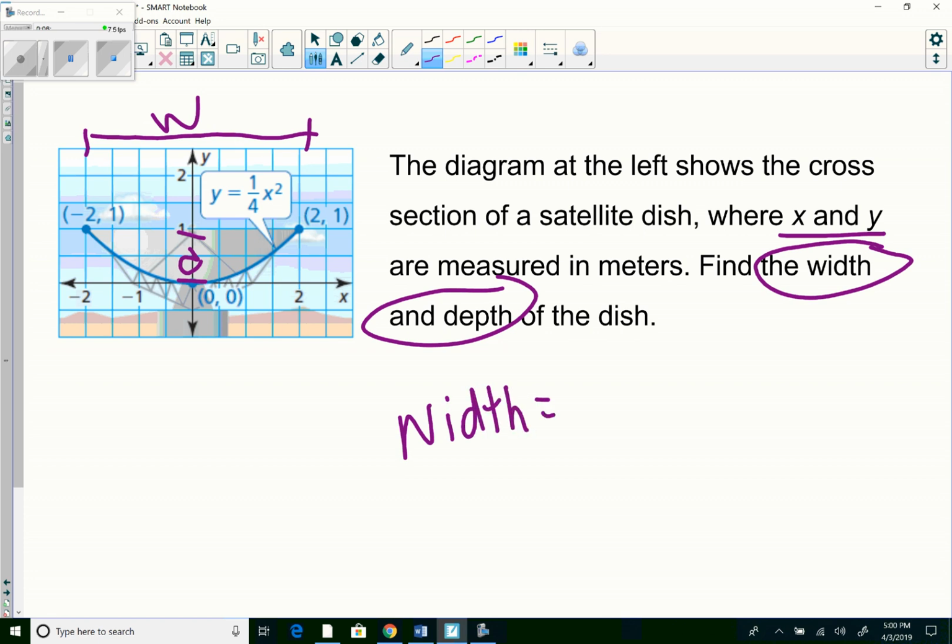Okay, so the first thing I'm going to look at is, well, you guys, we've got units, we've got two ordered pairs here that'll help us out. So when I try and get from this side of the satellite dish to this side of the satellite dish, basically, how many units long is it? So from -2 to 0, that's going to be 2 units. And then I'm going to do 2 more units. That's going to be a total width of 4 meters.